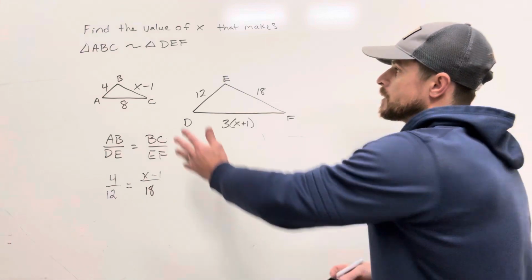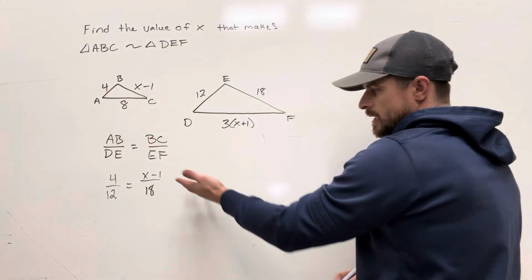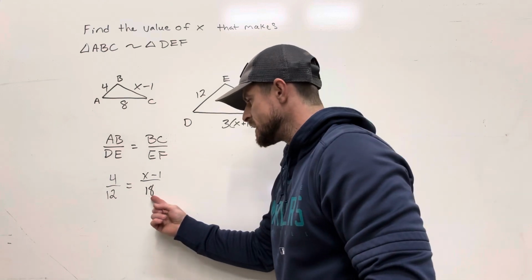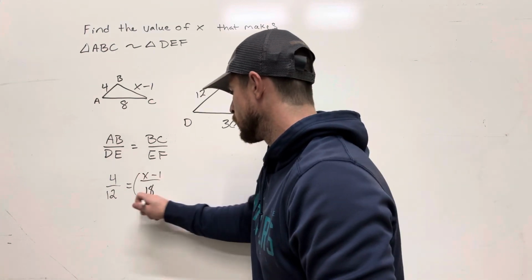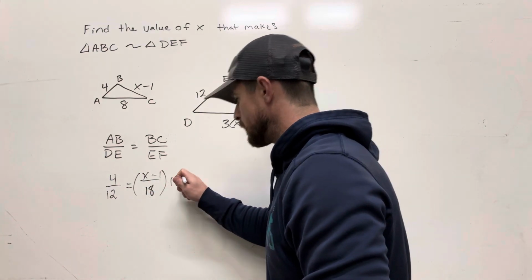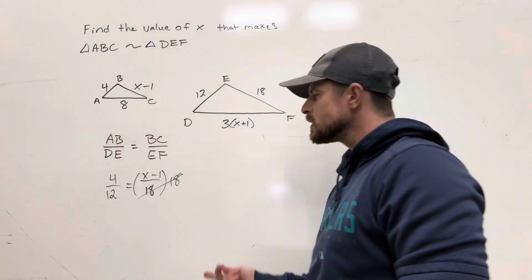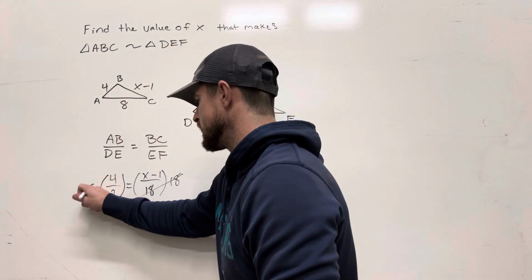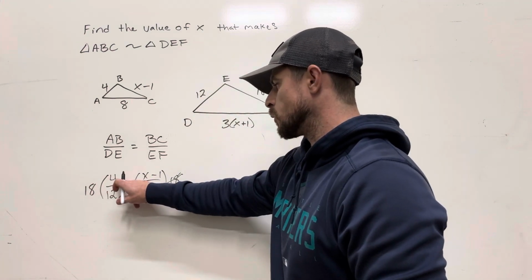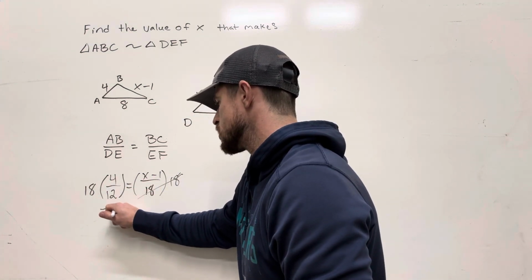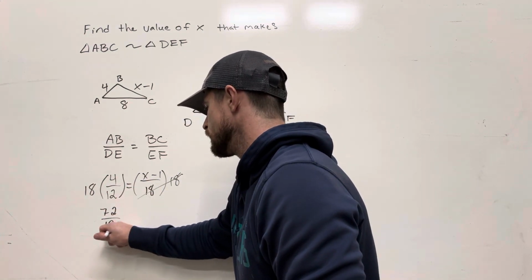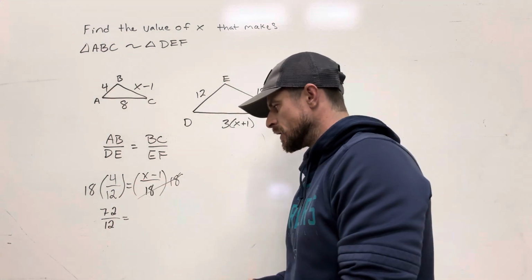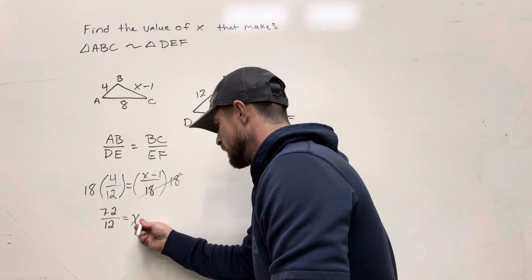We're being asked, remember, find the value of x. Now we have an equation we can solve for. So let's just get rid of the 18 down here by multiplying by 18. That will cancel this out. That means we need to multiply the other side by 18. So I'm going to take 4 twelfths multiplied by 18. 18 times 4 would give me 72 over 12 is equal to, what do we still have on the right side? x minus 1. So just write down what you have.